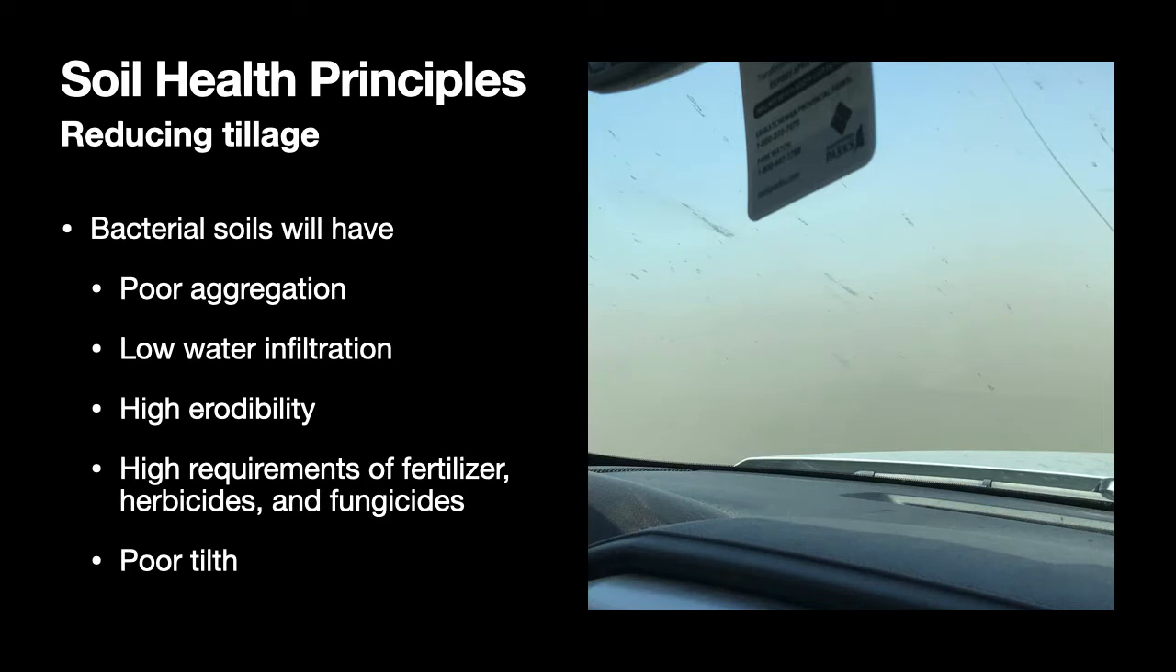So these bacterial based soils, what you'll see in them is poor aggregation. You'll see low water infiltration. You'll see high erodibility. You'll see high requirements of fertilizer, herbicides, and fungicides, and you'll see poor tilth. This picture, I was driving into Yorkton, and I had to really slow down, pull off to the side of the road because I could not see the road. The soil was getting blown away. The really sad part is this light fraction is extremely important to your soil health. So we need to keep that where it should be, and that's in the soil.